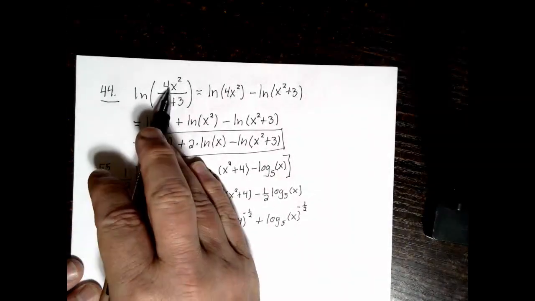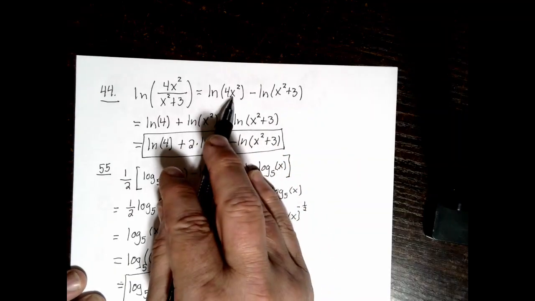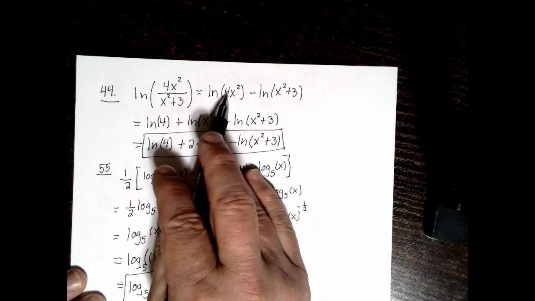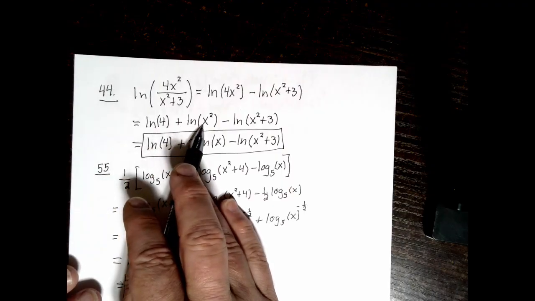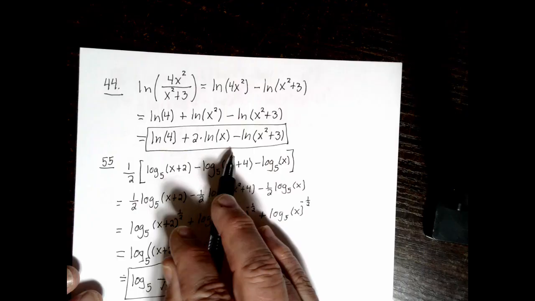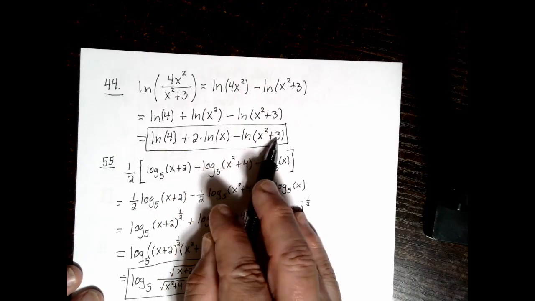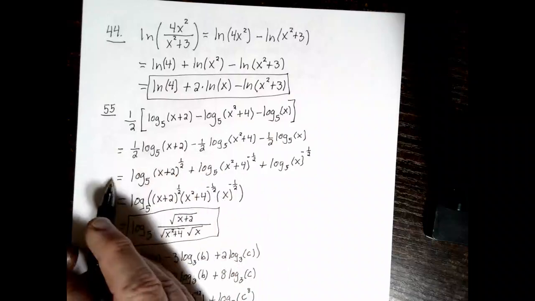This one, log of division becomes subtraction. Okay? And now this one you can break up into, you got 4 times x squared, so you break it up into 4 and x squared. And you can bring the 2 out front. You can't do anything with the 4. You can't bring that 2 out front because you got to add 3 there. That doesn't allow you to do that.